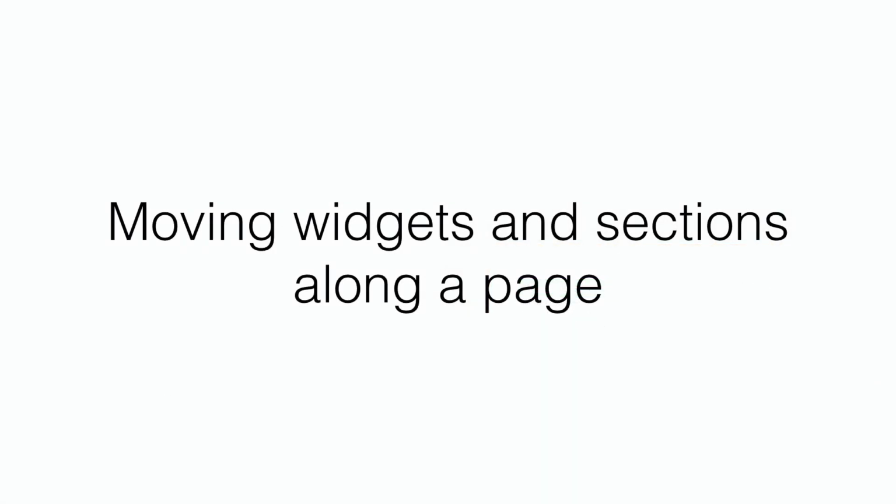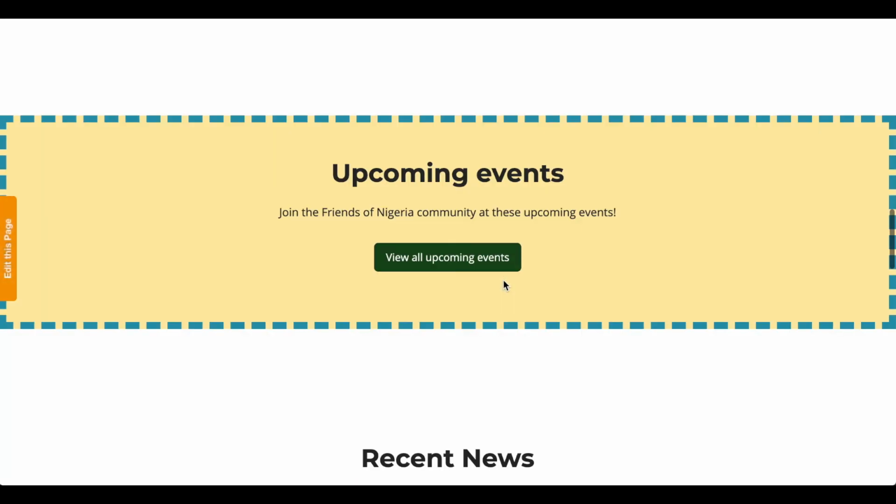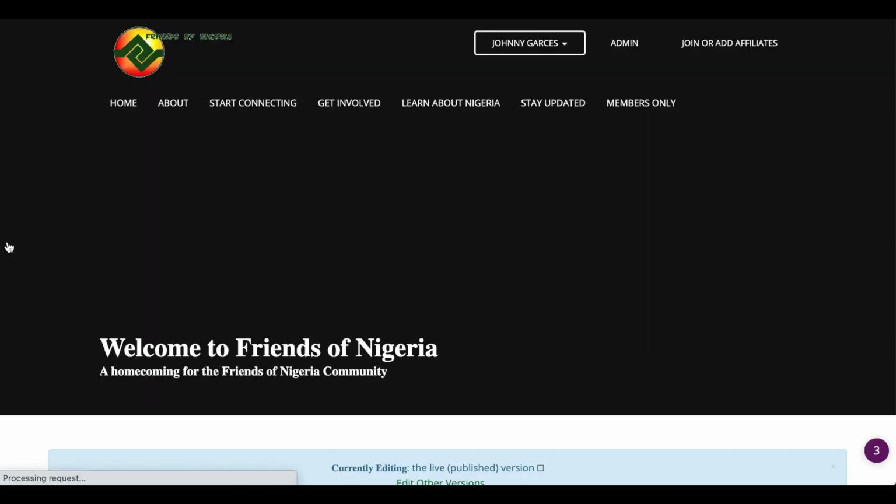Let's talk about moving components up or down along our page. These components can be our widgets or our sections. Let's talk about moving widgets first. You can move widgets up or down along our page based on your preference. Let's say we want to move the upcoming events widget so that it is one of the first things our users will see. We can move it upwards.